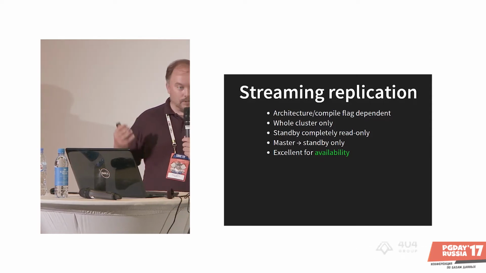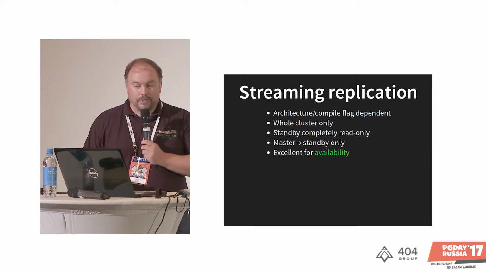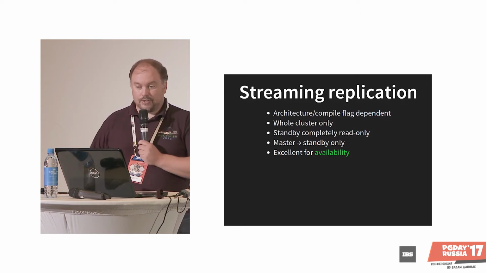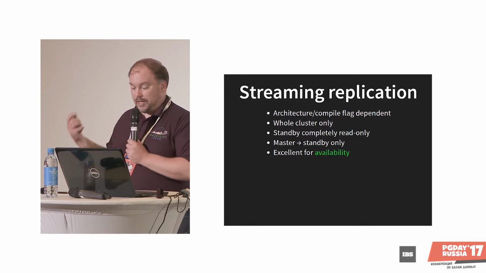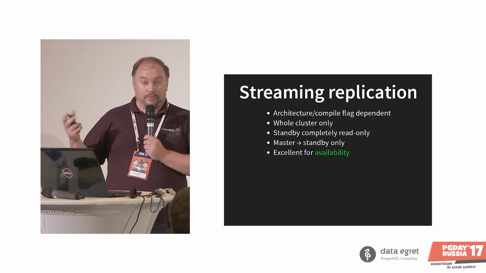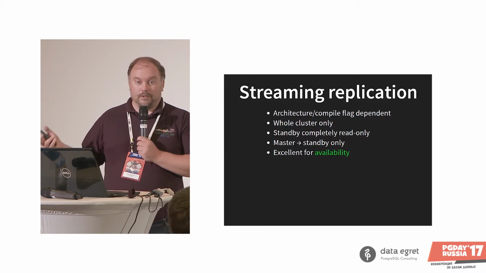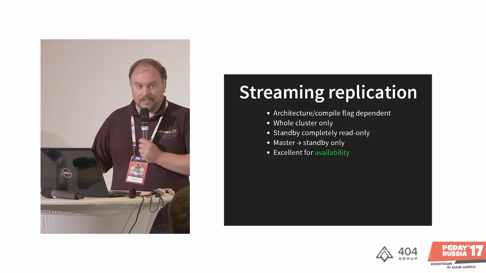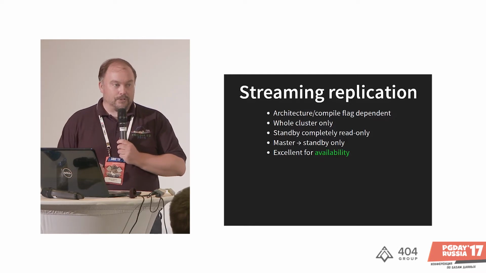Of course, there is no such thing as a free lunch. There are some drawbacks to this. For example, if you're using the streaming replication, it has to be the same architecture and the same compiler flags. So you can't replicate between 32 and 64-bit. And you can't replicate between Sparc and Intel, because they have different endianness. You must have compiled Postgres in a similar way.